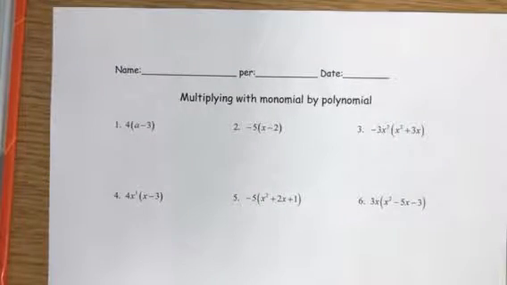Let's check and see how you did on these 12 problems. Most of them are straightforward. There's a little combining like terms. It's just straightforward distributing and making sure that we're getting the correct answers.